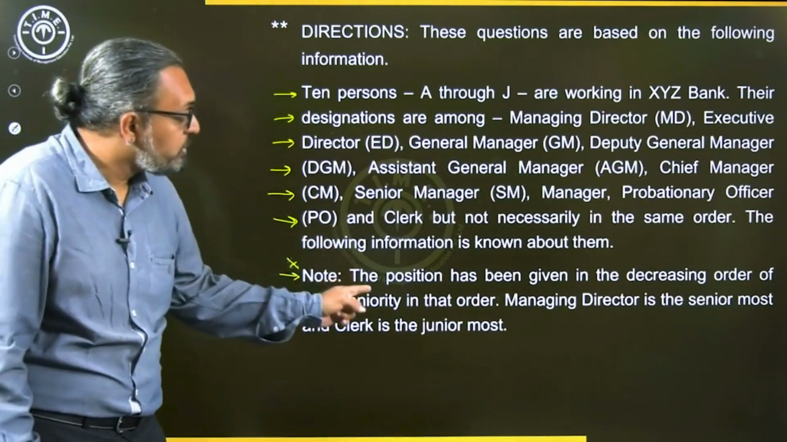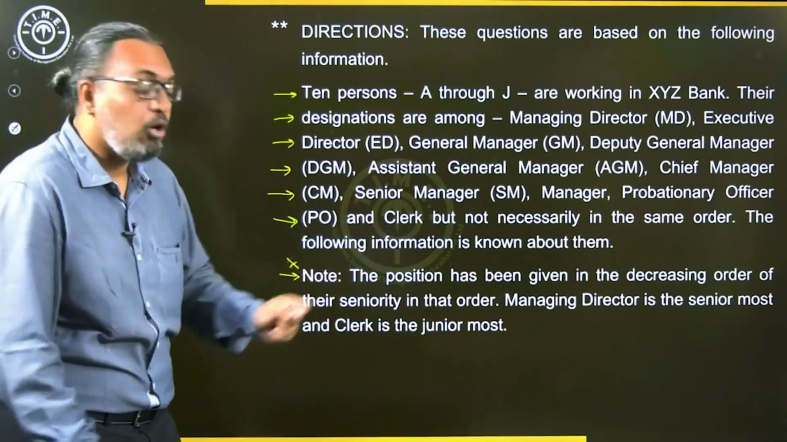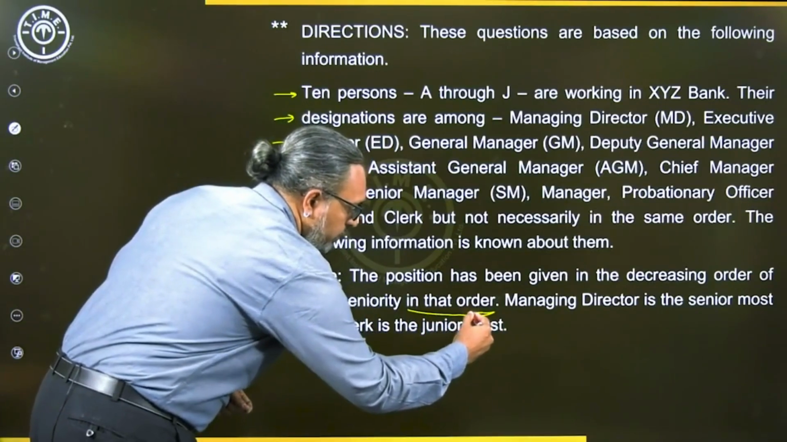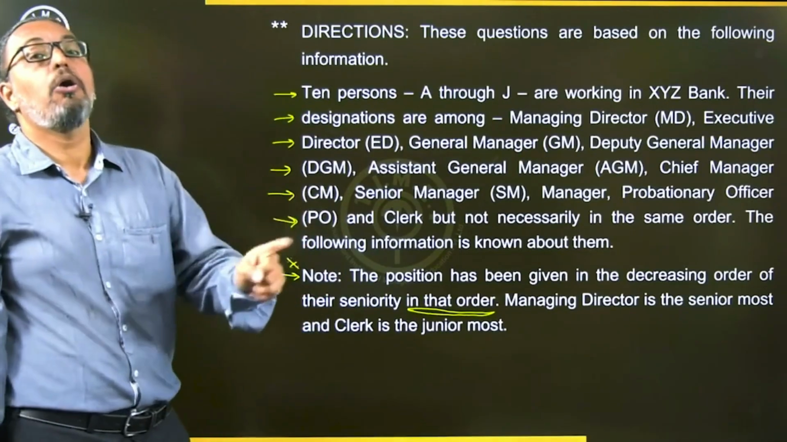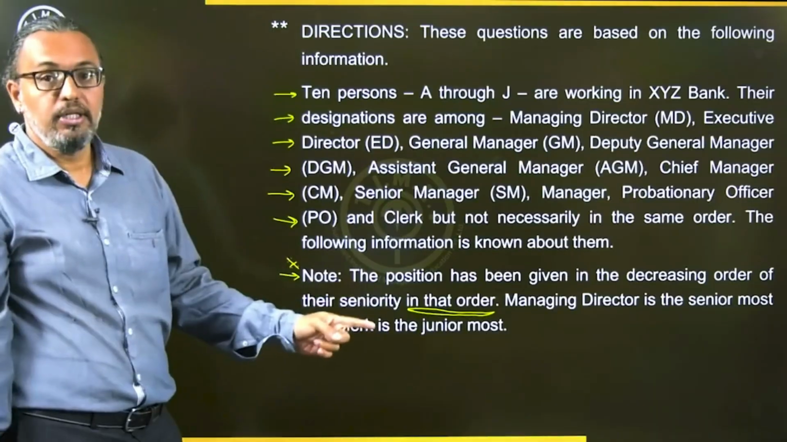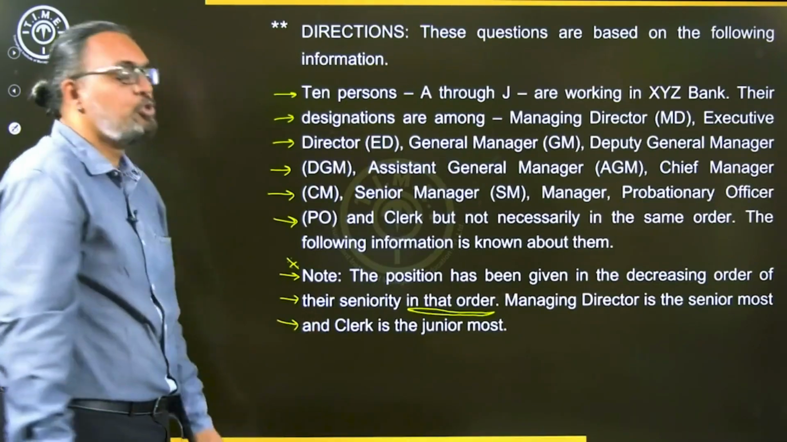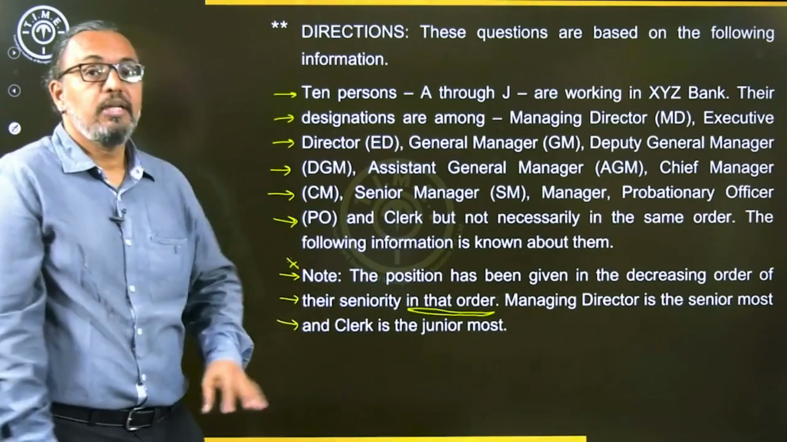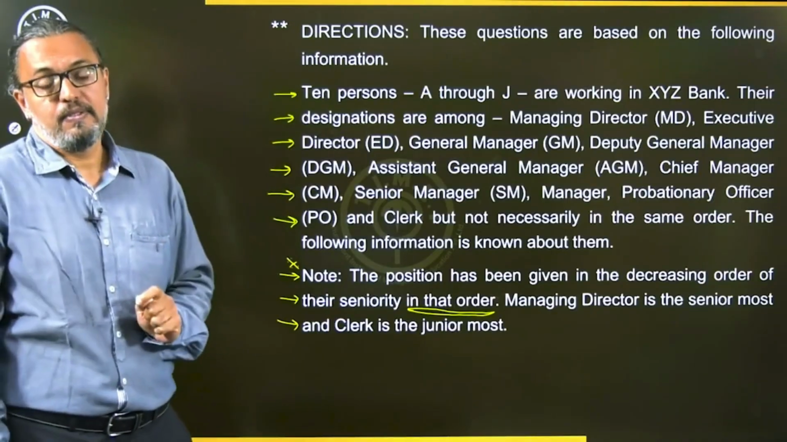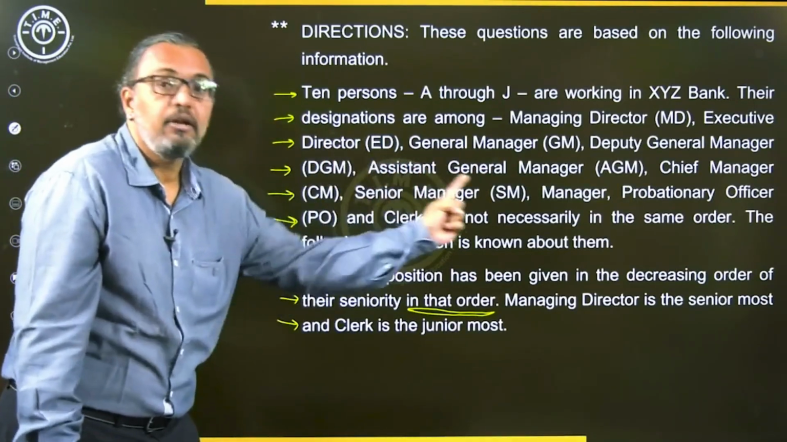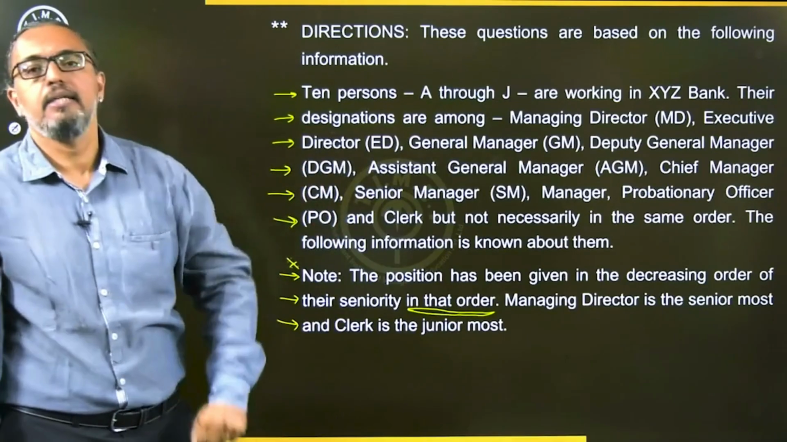that says the position has been given in the decreasing order of their seniority in that order. Now, this is very important. So, it clearly says the designations are given in the decreasing order of their seniority, means Managing Director is the senior most and Clerk is the junior most. So, this note should allow you to understand that we need to fix the designations. So, we fix the designations in the given order of their seniority. Managing Director is the senior most and Clerk is the junior most.